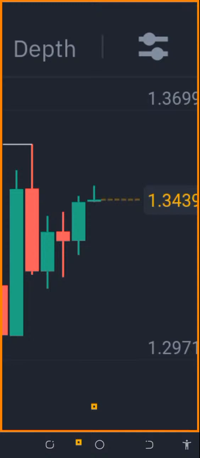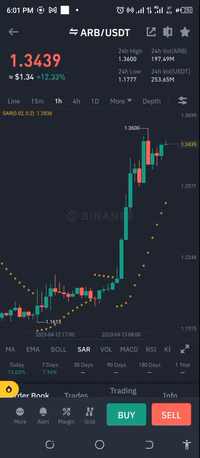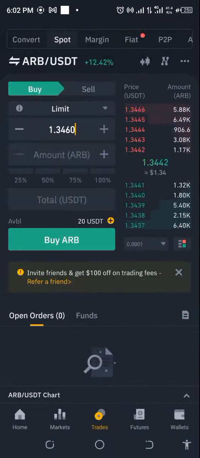I'm going to set a buy limit first, and then afterwards I'm going to set a sell limit. Because you know that spot trading is buying the coin, holding it for a while, and selling it for profit once it rises. Okay, so let's go ahead and see how we're going to do this. Let's do a quick simulation.